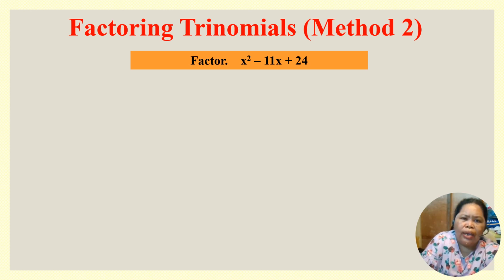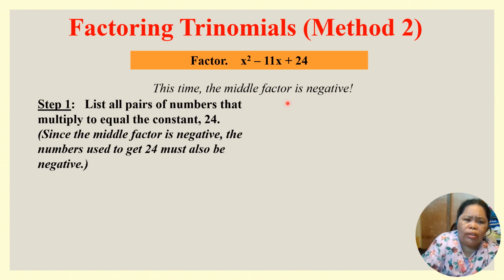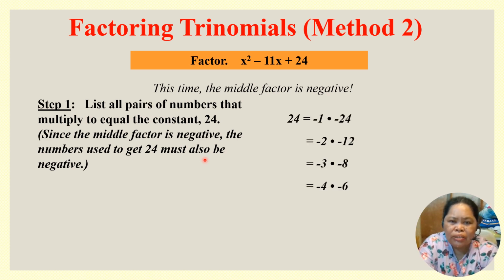So we have to factor x squared minus 11x plus 24. This time, the middle coefficient is negative. So step 1, list all the pairs of numbers that multiply to equal the constant positive 24. Since the middle coefficient is negative, the numbers used to get 24 must also be negative, because negative times negative is positive. So negative 1 times negative 24, negative 2 times negative 12, negative 3 times negative 8, and negative 4 times negative 6.